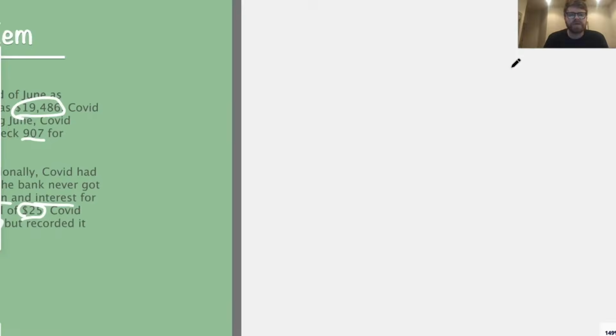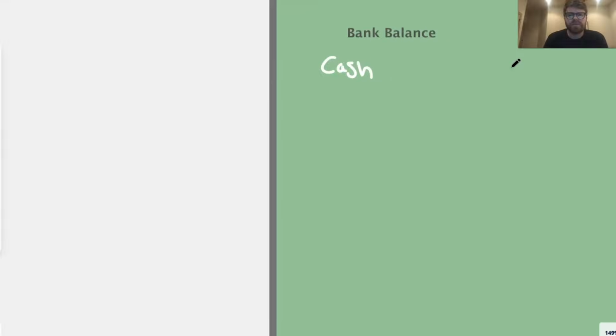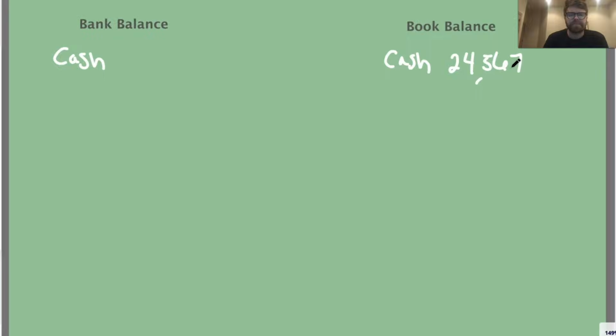And I think the other one was 19,486. Okay. So that's where we start. Now from here, we're going to go ahead and add certain things. We're just going to start with the bank side.